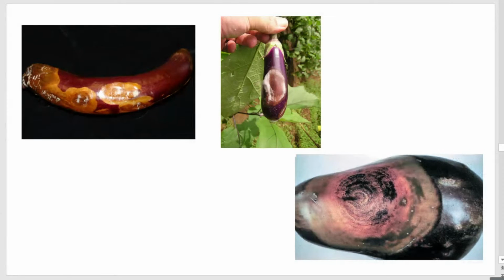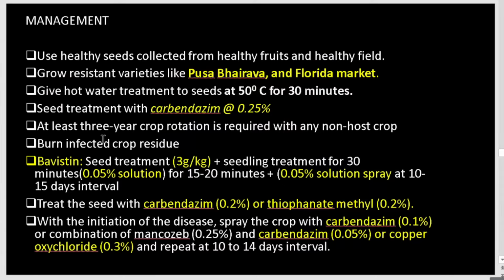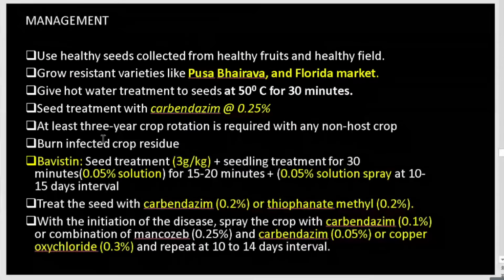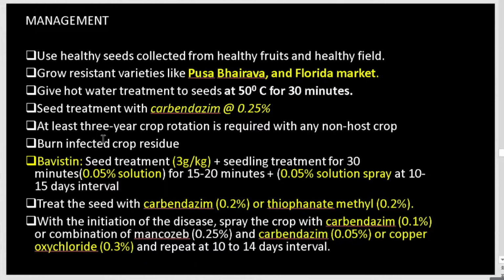So these are some mummified fruits. You can see some sunken pale areas, accompanied by a zonation-like effect with profuse formation of pycnidia-like black fruiting bodies, which are known as pycnidia. About management, Pusa Vairav is a resistant variety, and Florida Market is not available in our case.